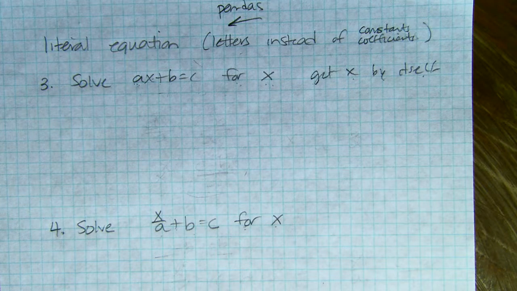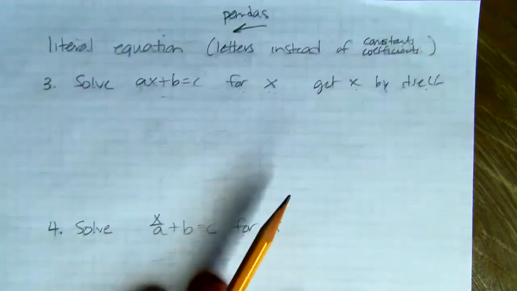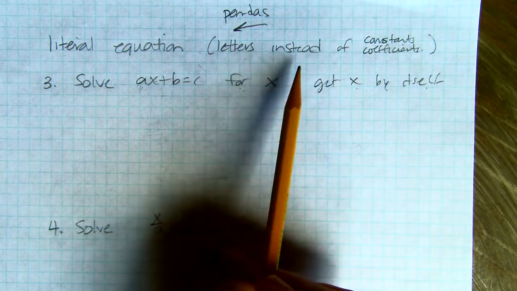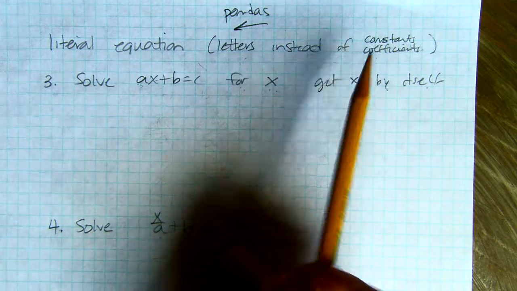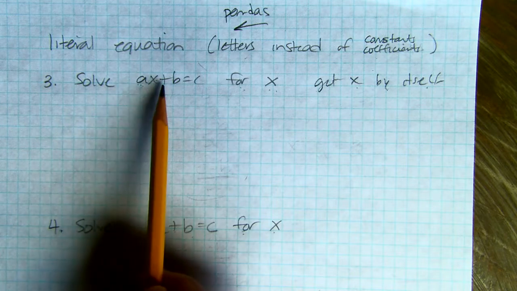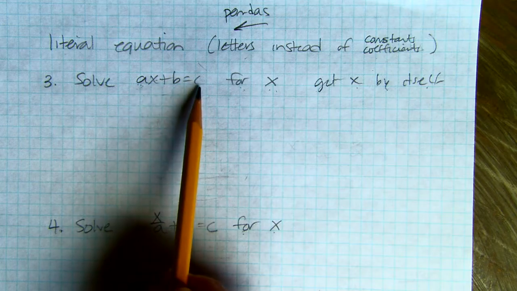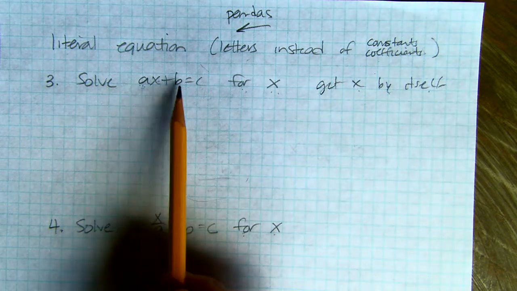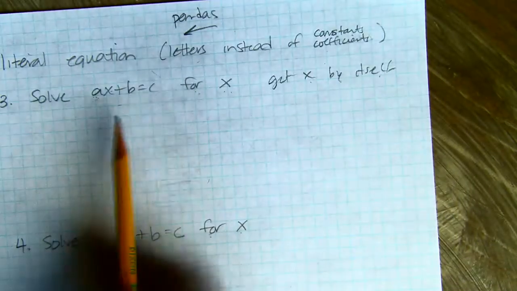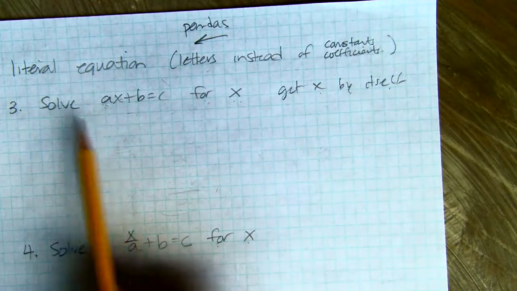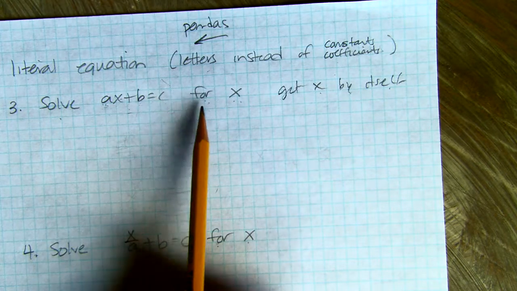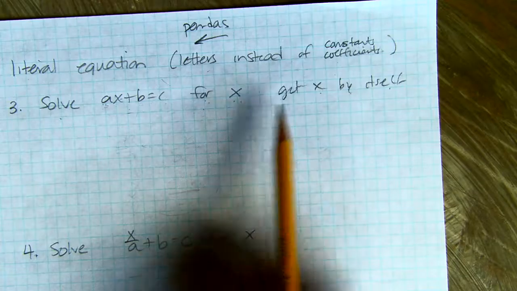Somewhere along the way, these math books came up with this term literal equation, and all a literal equation is, you have letters instead of some constants or coefficients. You know, instead of having 3x plus 9 equals 4, we have an a, a b, and a c. So the instructions in this case say solve this literal equation for x. What does that mean to do?